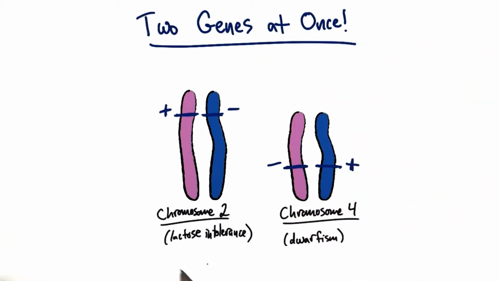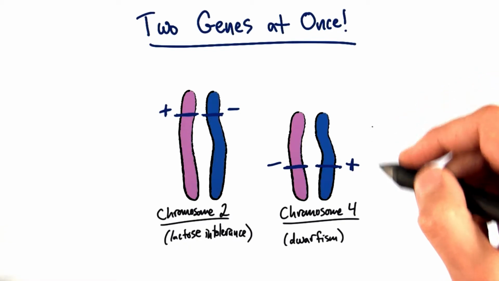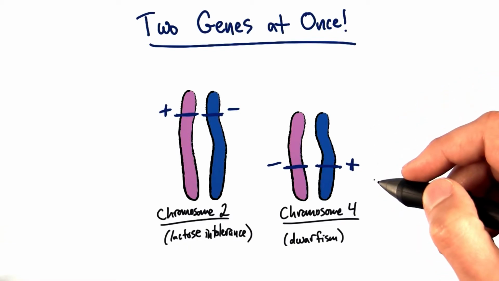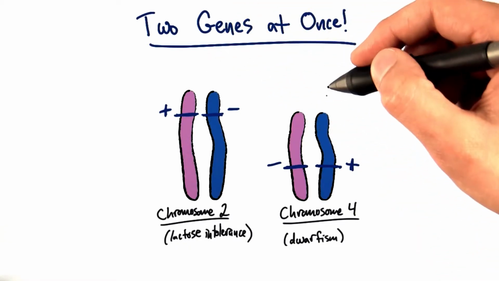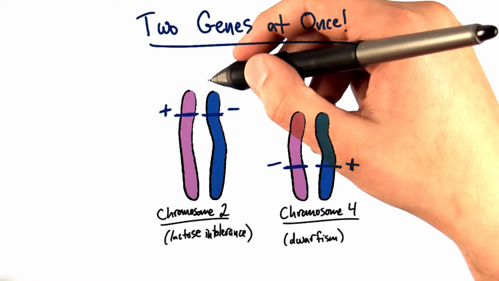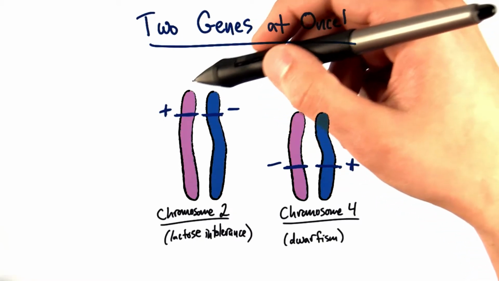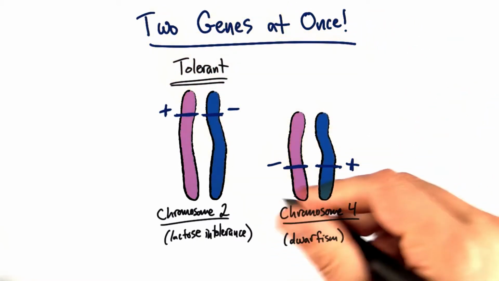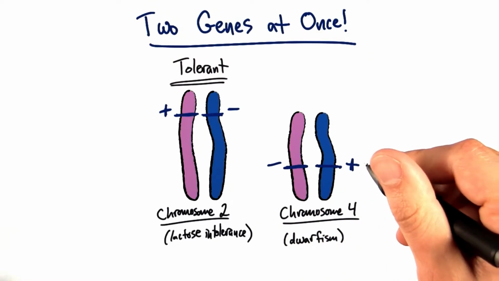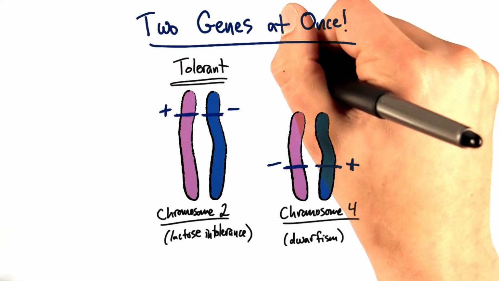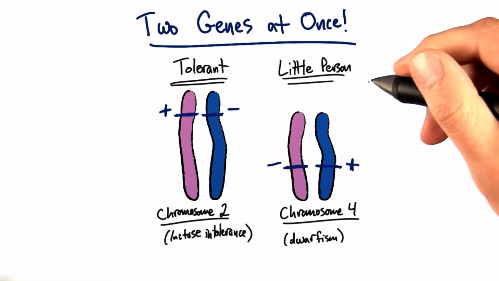Let's try to look at the trait of lactose intolerance and dwarfism at the same time. Now, the lactase gene is on chromosome 2, and the FGFR3 gene, which controls the trait of achondroplasia, which causes dwarfism, is on chromosome 4. And let's say we have an individual who's heterozygous for both conditions. They're heterozygous for lactase persistence, so they are lactose tolerant, and they're also heterozygous for the dominant allele that causes dwarfism, which means that they're also going to be a little person.